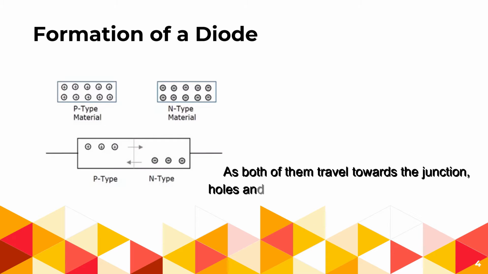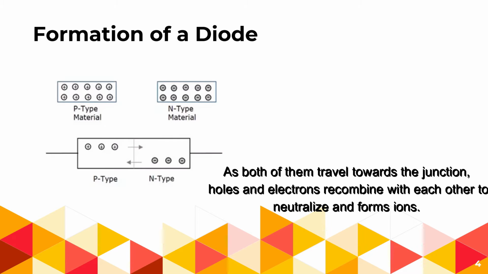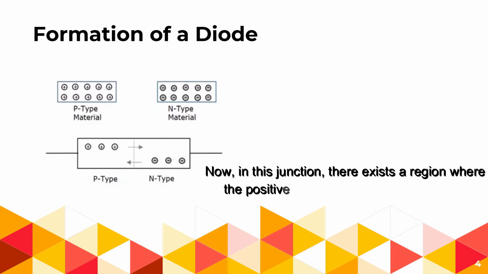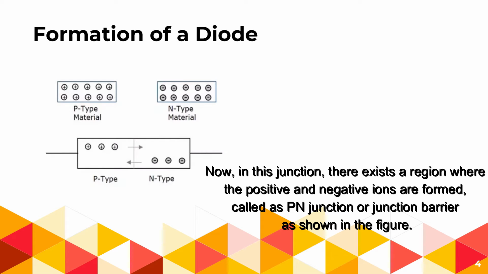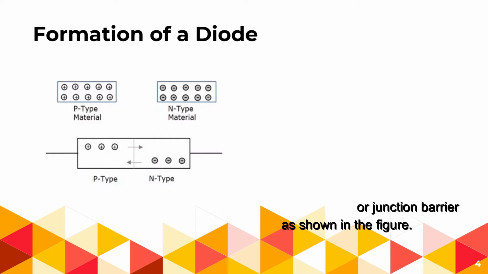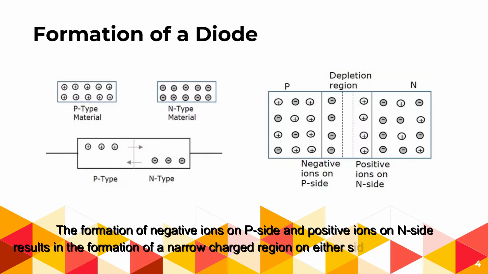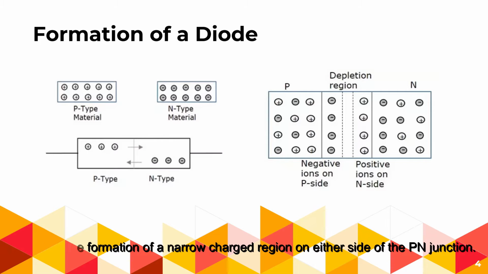As both of them travel towards the junction, holes and electrons recombine with each other to neutralize and form ions. Now, in this junction, there exists a region where the positive and negative ions are formed, called the p-n junction or junction barrier as shown in the figure. In figure number 2, the formation of negative ions on the p side and positive ions on the n side results in the formation of a narrow charged region on either side of the p-n junction.